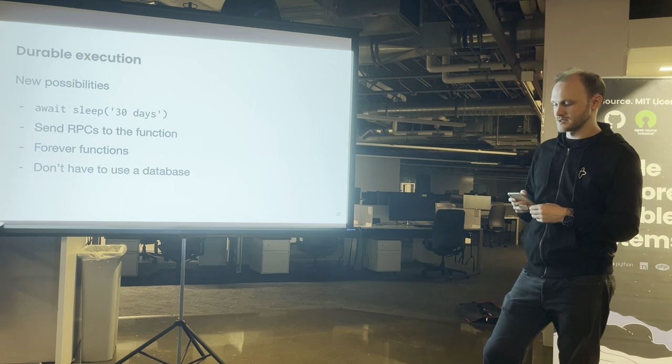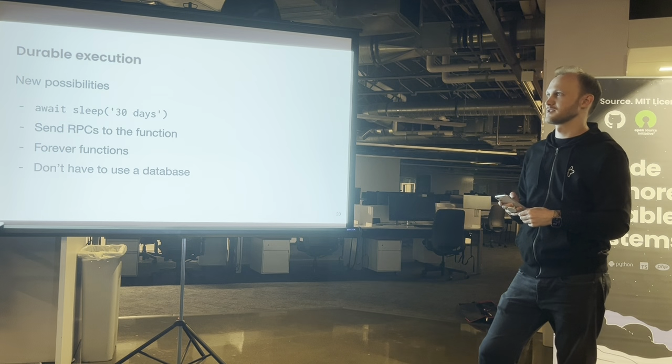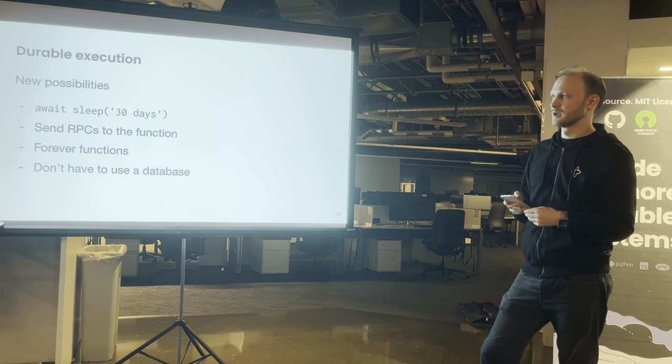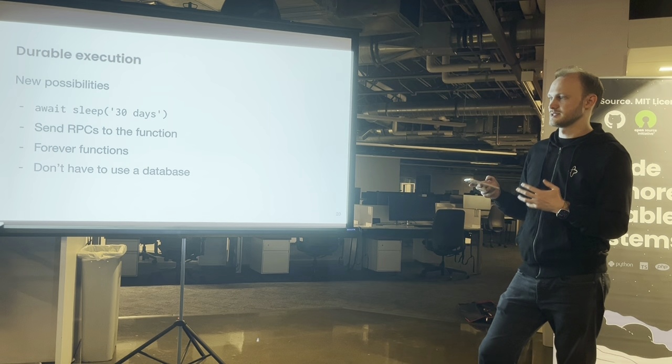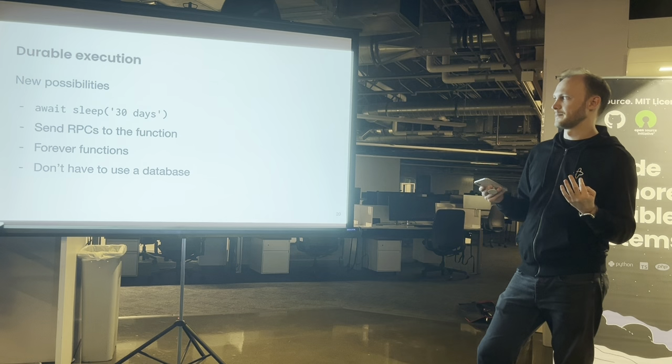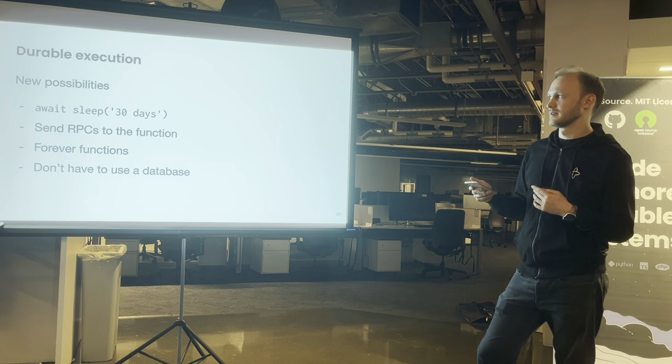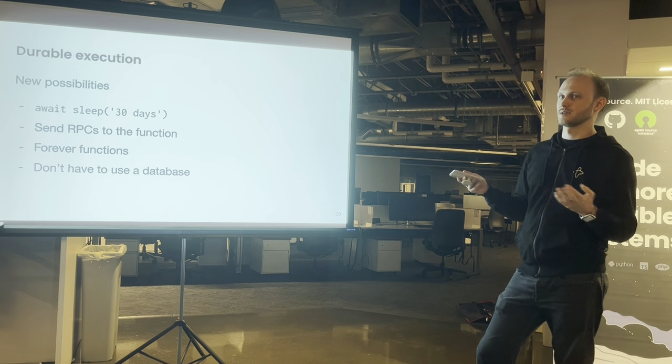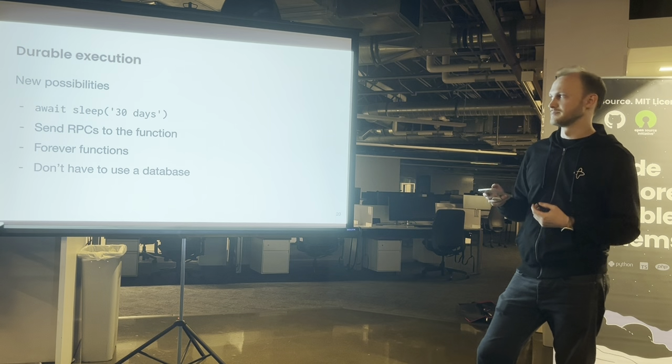You also, it turns out, don't need to use a database. So if you have this function that can't fail, you can just put state that you want to save in local variables, and trust that it will always be there. Because you can keep that function running, and you can send RPCs to check out what the current state of those variables is.